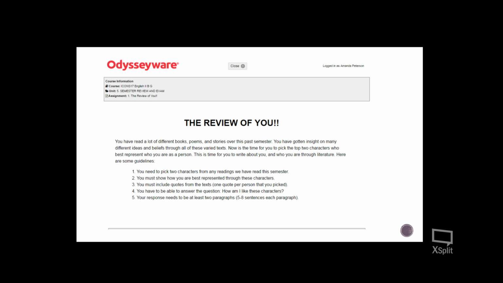Here are some of the guidelines. You need to pick two characters from any readings we have read this semester. You must show how you are best represented through these characters. You must include quotes from the text, one quote per person that you picked. And you have to be able to answer the question, how am I like these characters? Your response needs to be at least 2 paragraphs, 5 to 8 sentences each. So 5 to 8 sentences per paragraph. Okay, so that is the assignment.